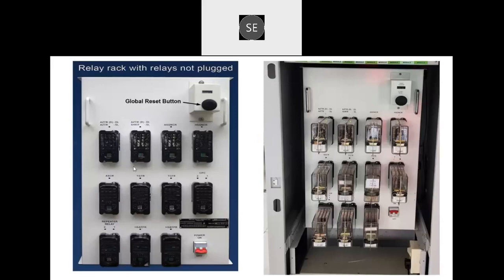On the left of the screen, the relay rack is shown when relays are not plugged in. So there are a total of 11 bases, as we can see here. On these 11 bases, 13 relays are mounted or plugged in. On the right of the screen, we can see the relay rack when relays are plugged in.